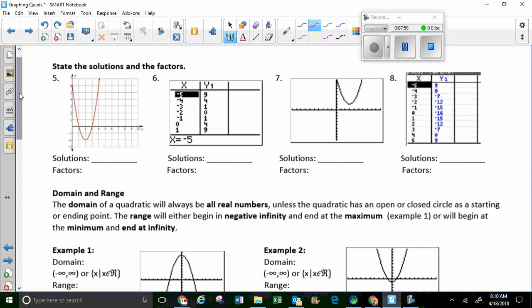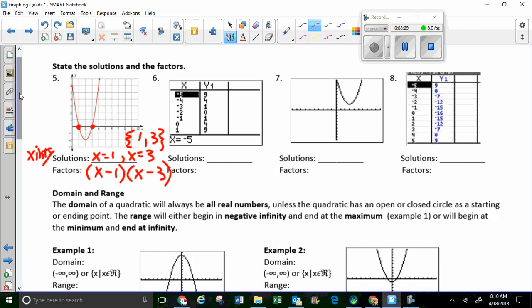All right, for number 5, it's asking for solutions. Remember, that's the same thing as x-intercepts. So I just need to look at where I cross my x-axis, and that happens at x equals 1 and x equals 3. Another way you can write it, as you saw on the other side, is {1, 3}. My factors: for x equals 1, I would have had a factor of x minus 1. In order to get the solution of 3, I would have had a factor of x minus 3.